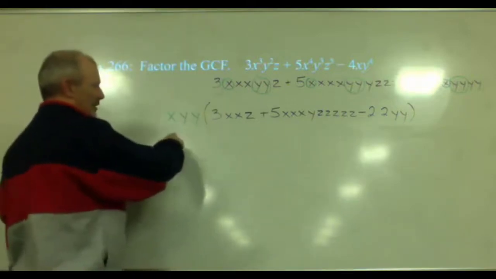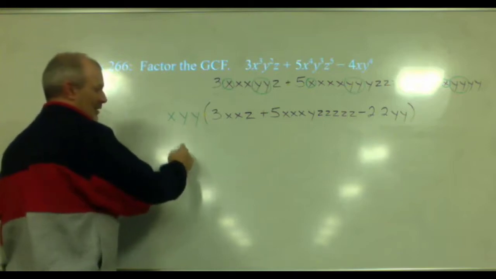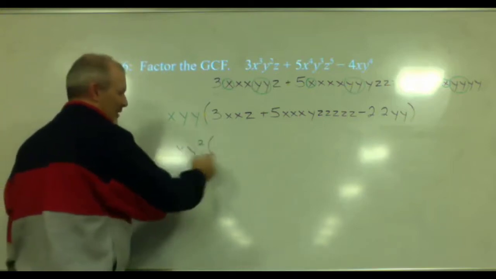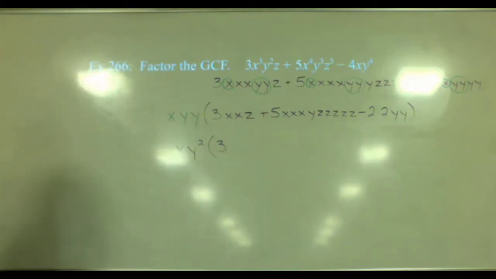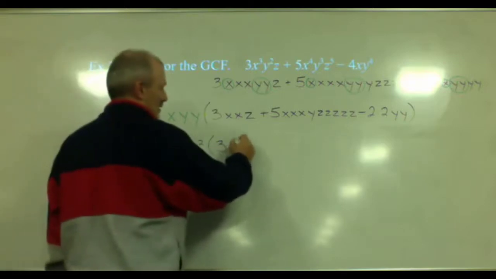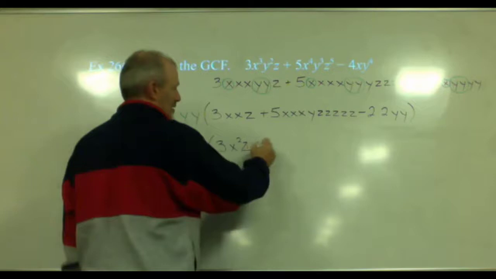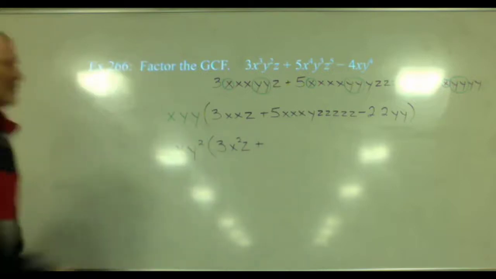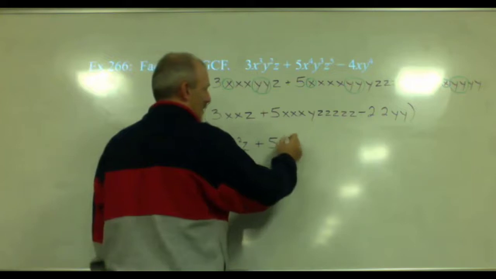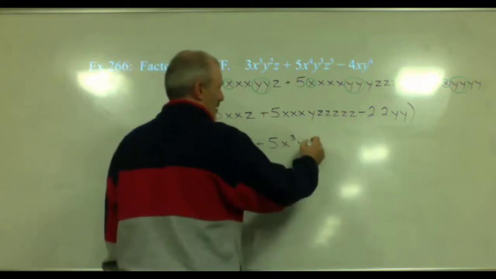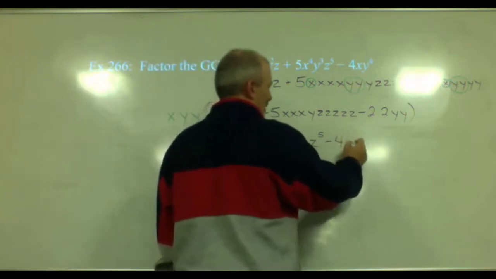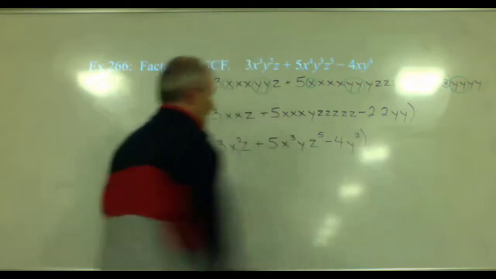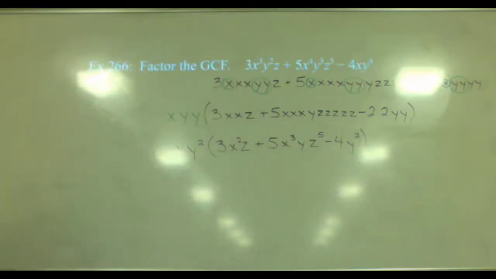So what would we write this green part as? Well, x and then y to the second. x y squared. Perfect. Then we've got a 3, and then how would we write the rest of that first term? x to the second, z, and z. And then plus, how would we write this one? 5 x to the third, y, z to the fifth. Correct. And then minus 4 y to the second. Yep, 4y squared. Okay, and that one is done.